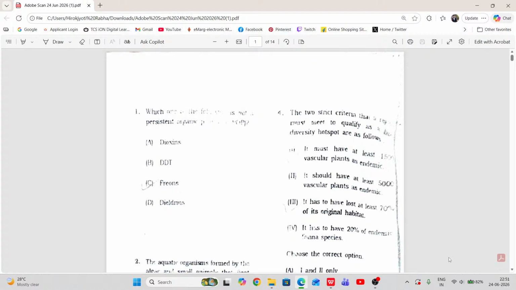Which one of the following is not considered an organic pollutant? It is phenols. The aquatic organisms formed by the algae and the small animals that flow near the water are carried by a steamer.